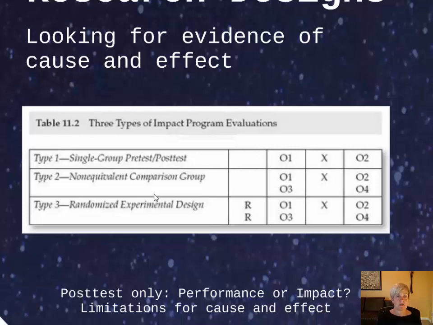In fact, it thinks it's a typo, but it is one word. Type 2 test that they have here, non-equivalent comparison group. That means that you have 2 groups, maybe it's 2 classrooms, and you have an observation 1 and you have an intervention, and then you have observation 2, and basically that's the same as the pre-test, post-test on one group. But you have a non-equivalent group. They're not the same participants, but they're equivalent in other ways.